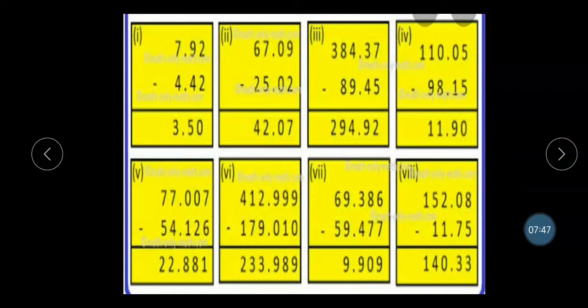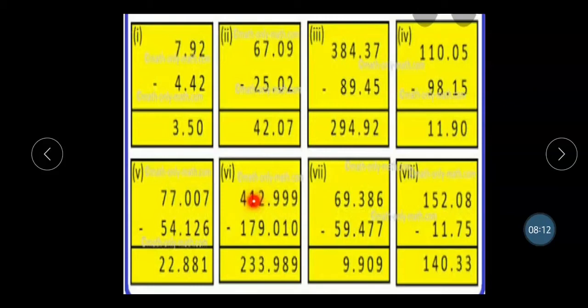Let's start our subtraction. 9 minus 0, 0. 9 minus 0, 9. 9 minus 1, 8. 9 minus 0, 9. Put the decimal point. Now, 9 cannot be subtracted from 2. So, 2 will become 12 by borrowing from 1. So, 12 minus 9, we get 3.